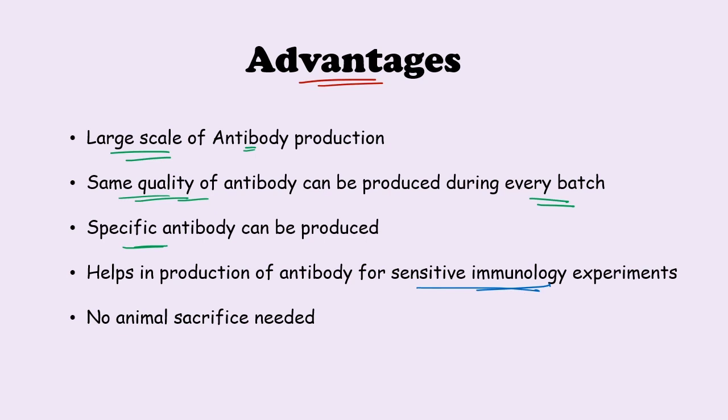Now, we do not need a large number of animal sacrifices for monoclonal antibody production. Initially we need animal sacrifice, but once the hybridoma cell lines are established, we can use those cell lines to produce antibody at large scale many times. We can just store them and produce antibody from those cells.